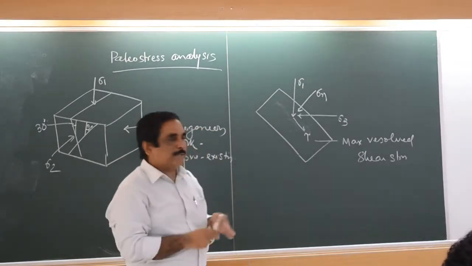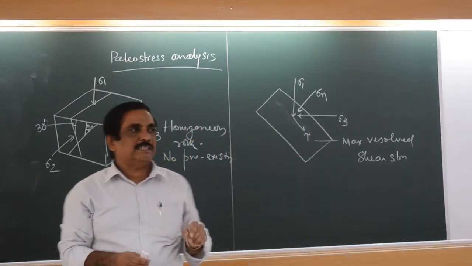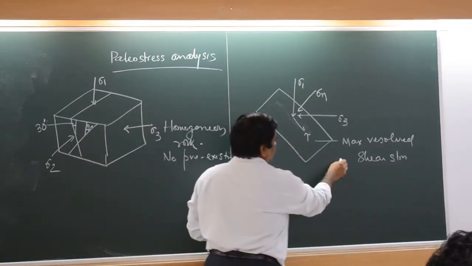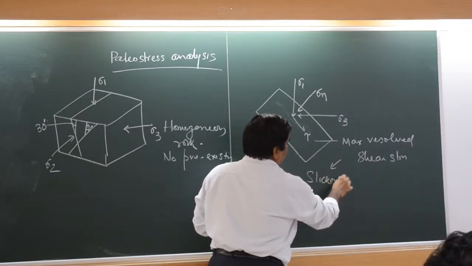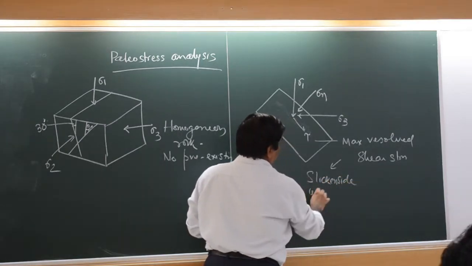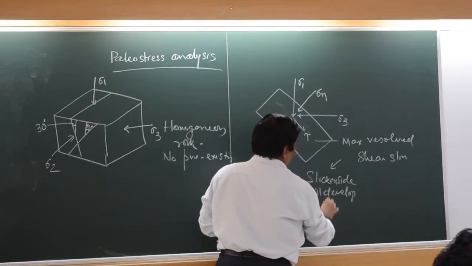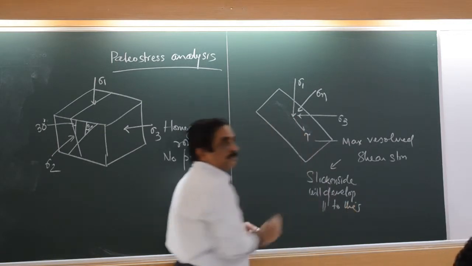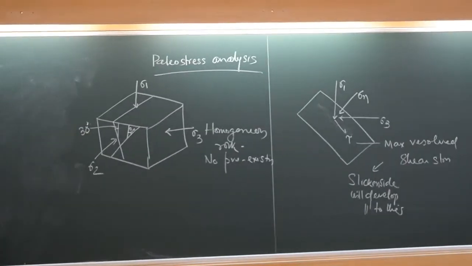Then the faulting will take place along this plane, and this will be the lineation direction. The stretching lineations, the secant sides, will develop parallel to this. That is what I told you that day. Now we will go to the second case.